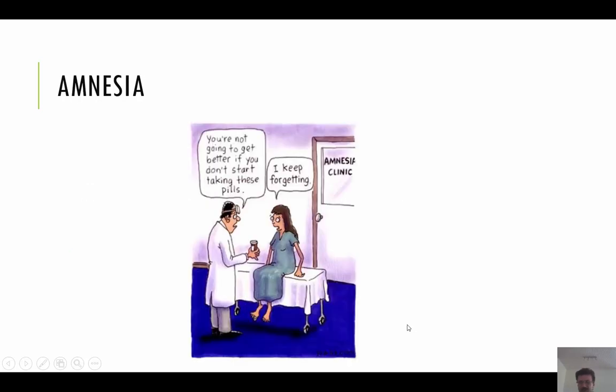So let's just talk briefly about amnesia because we're discussing HM. And here's a funny cartoon. We have a lady at the amnesia clinic, and the doctor is remonstrating with her. He's saying, "You're not going to get better if you don't start taking these pills." But of course she replies, "I keep forgetting." Quite funny, because obviously she keeps forgetting because she's there at the amnesia clinic.